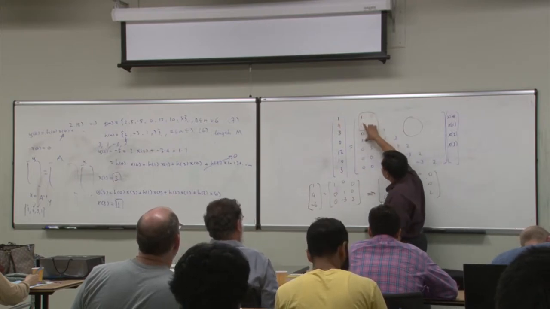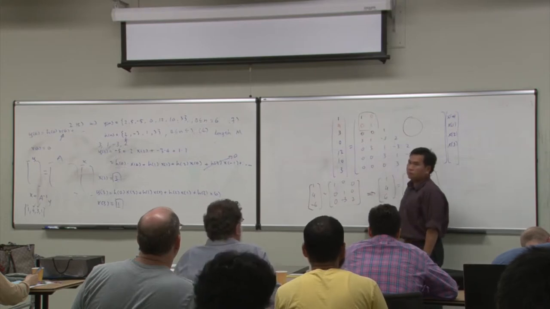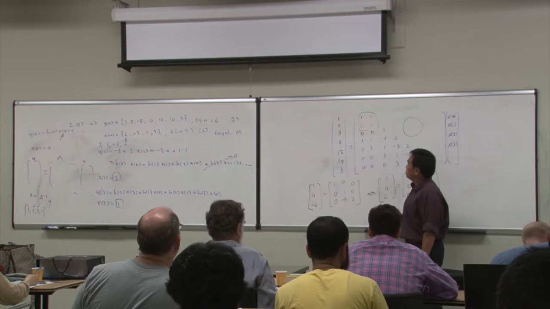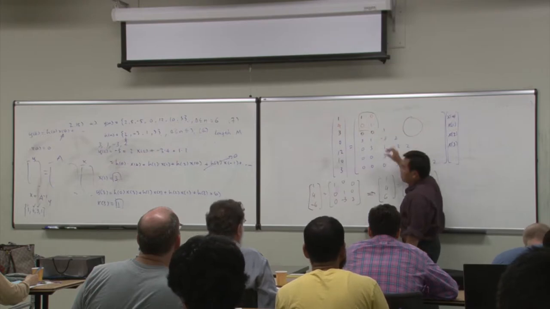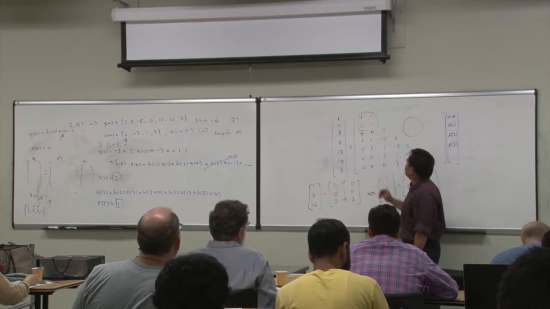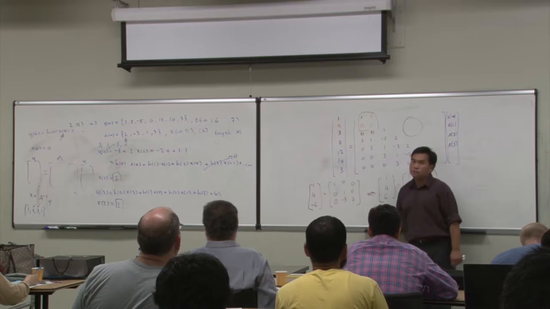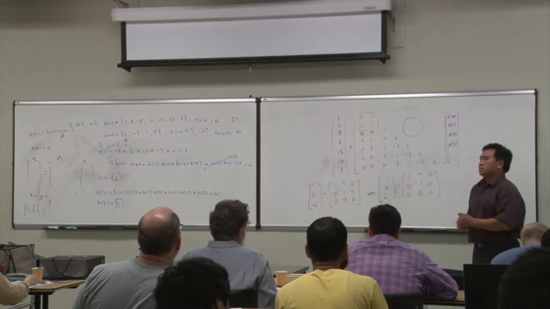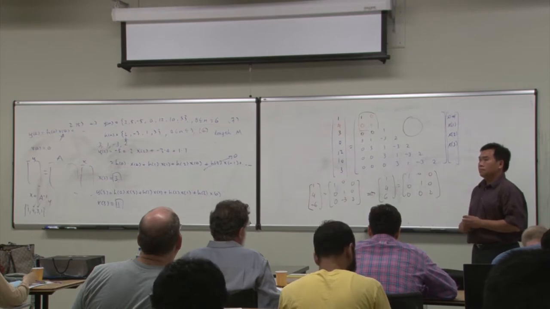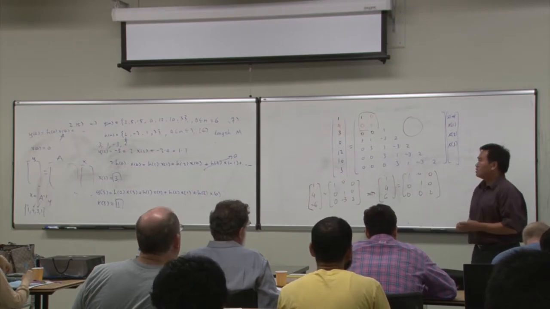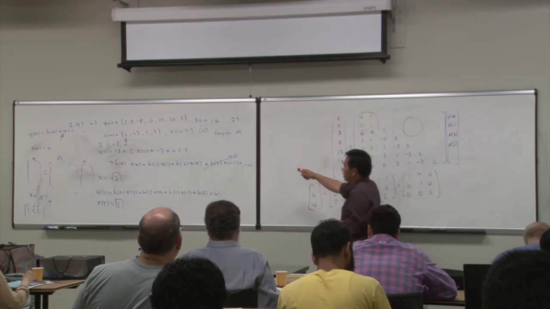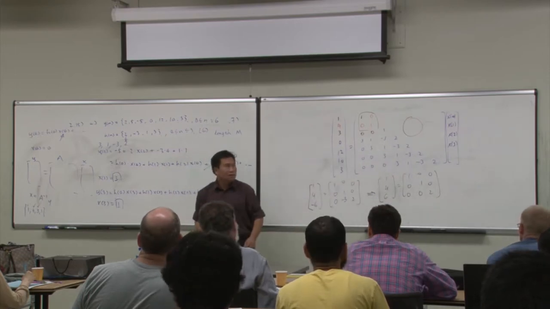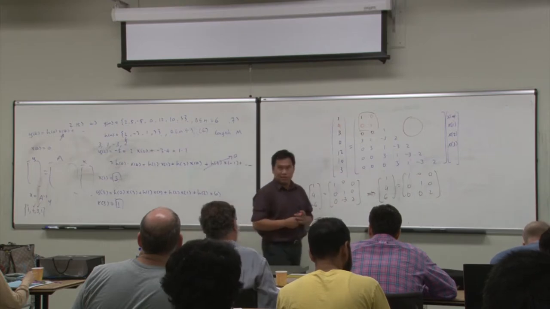Times 3, subtract over here. Subtract is 2. Times 3, add 10. That's why I got 2. That's exactly what he's doing when he's writing out the H and X. Here, you can just work with the numbers.